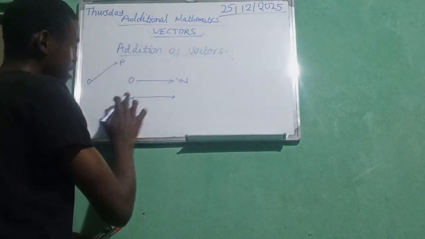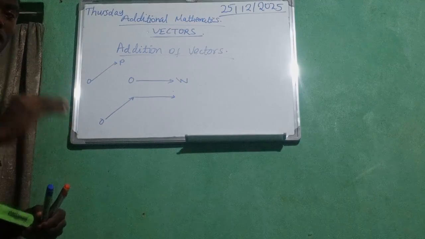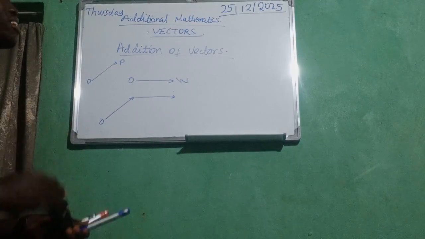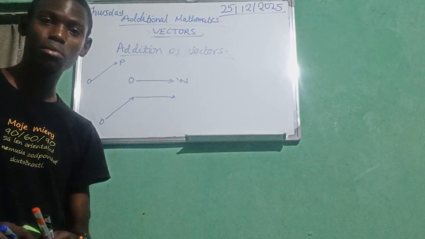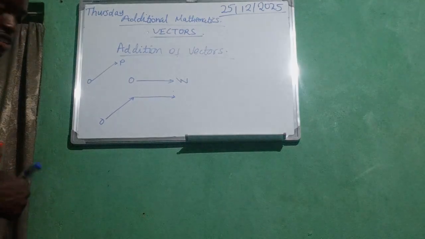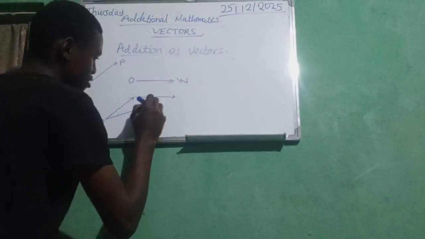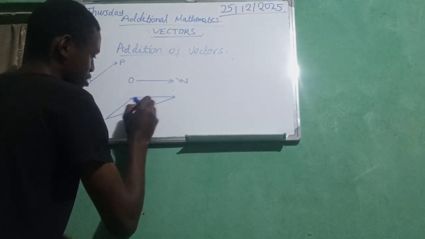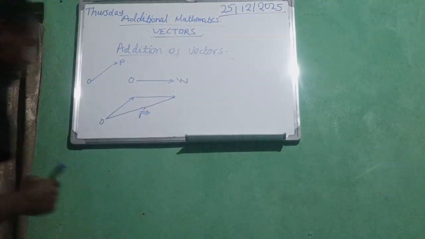So let's remove the letters now. Removing the letters is just to not get confused. That's the only reason why we are removing the letters. So this to there is OP, this to there is OW. And then our resultant vector will be the vector that goes like this. We can call it vector R.